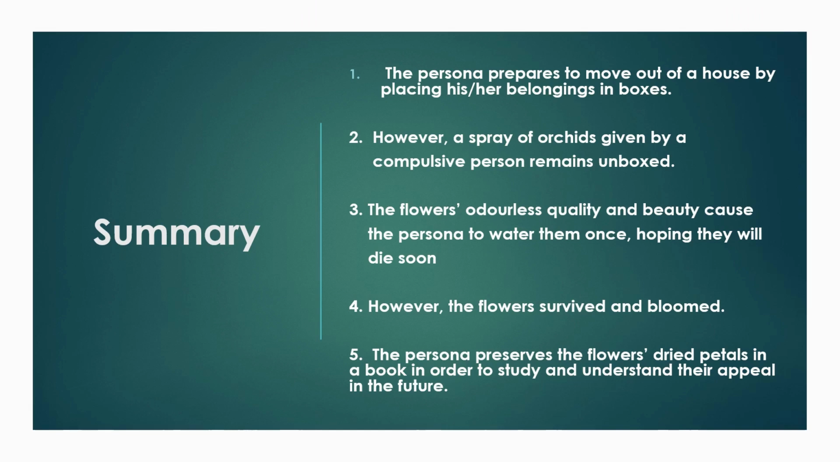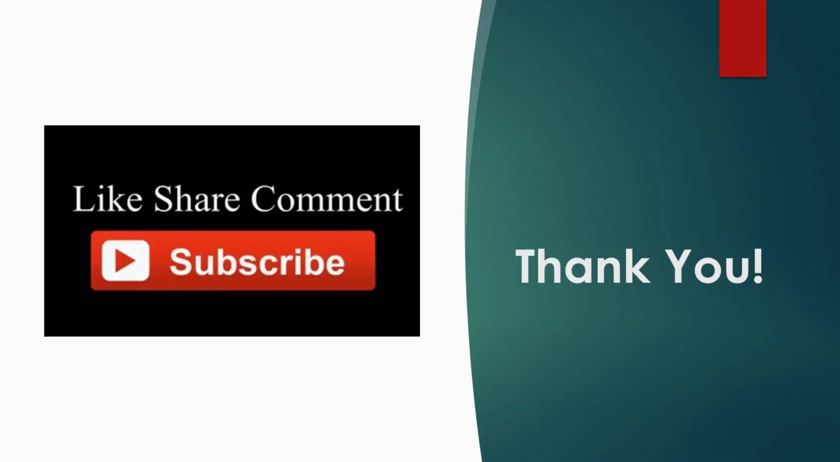Okay, so here's a summary of the poem. The person prepares to move out of a house by placing his or her belongings in a box. However, a spray of orchids given by a compulsive person remains unboxed. The flowers' odorless quality and beauty cause the persona to water them once, hoping they will die soon. However, the flower survived and bloomed. The persona preserves the flowers, dried petals, in a book in order to study and understand their appeal in the future.